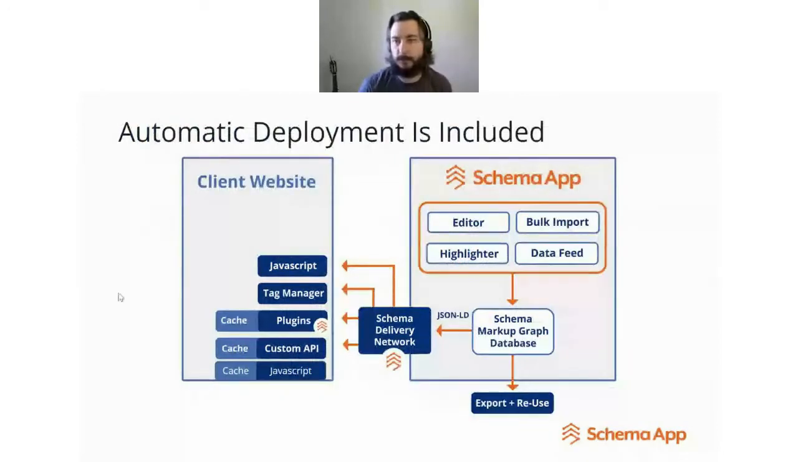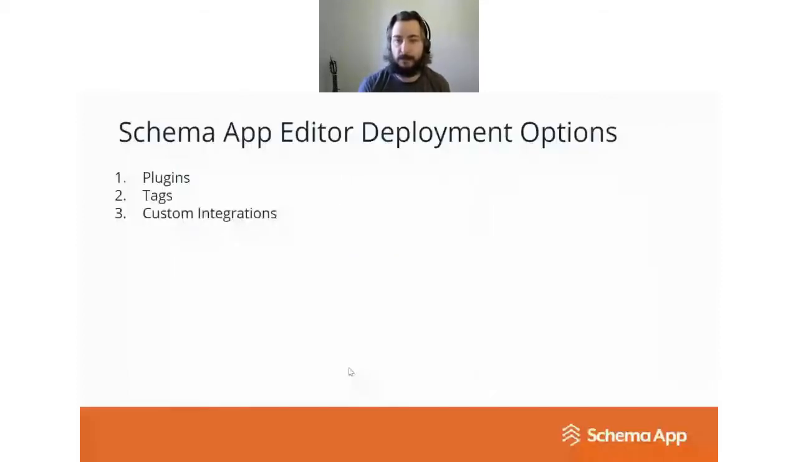So we have a number of tools that create markup. We store that generally in our Schema Markup Graph database. We have one exception where markup is built as the page loads. Our Schema Delivery Network brings the markup into your page either through JavaScript in the page itself or a tag manager deploying the markup. And we have cached options for plugins, custom APIs, and also JavaScript with caching.